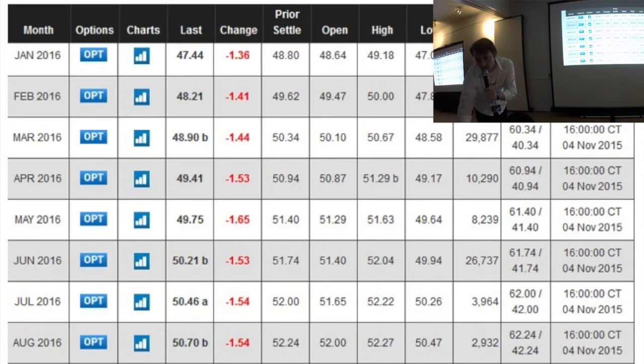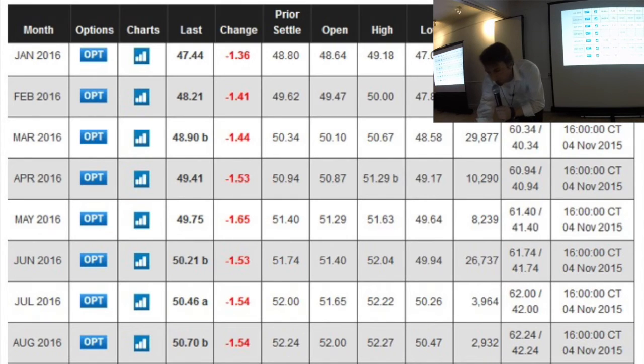Crude oil, January 2016, had a price of $47. If you want the same crude oil in February, it already costs $48.21. If you want it in March, it costs $48.90, and so on. So this is the classical example of a futures market being in contango. The later the maturity, the higher the premium that you have to pay, simply because of storage costs. Okay. Are there any questions on contango or backwardation?